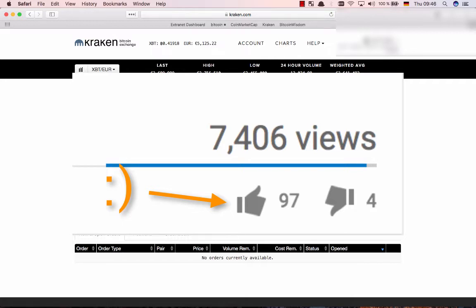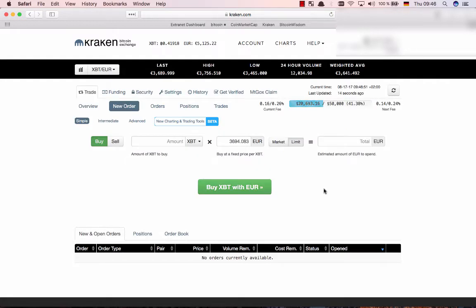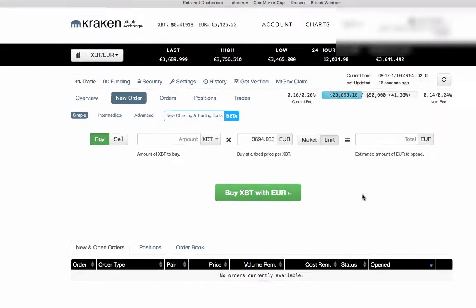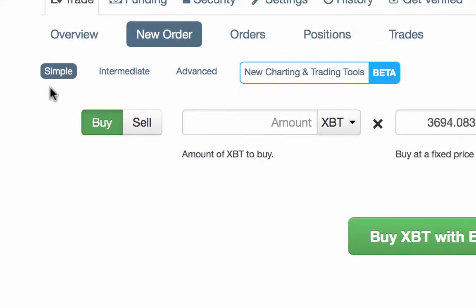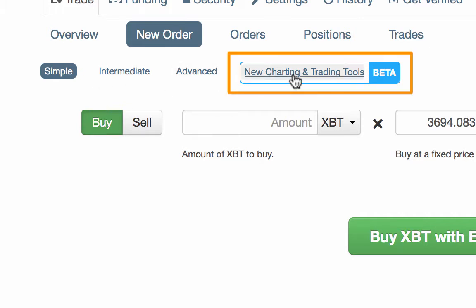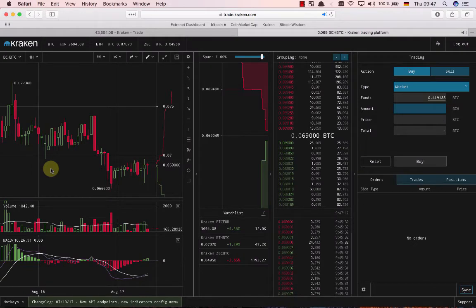So, let's get started. I'm logged into Kraken and I want to go ahead and make a buy or sell. Normally, I would use the simple method here, but they also have a charting and trading tools system. You just click on the little blue button here. This will take you to something that will be, I'm sure, quite scary for some of the beginner traders. So let's try and demystify what you see here.